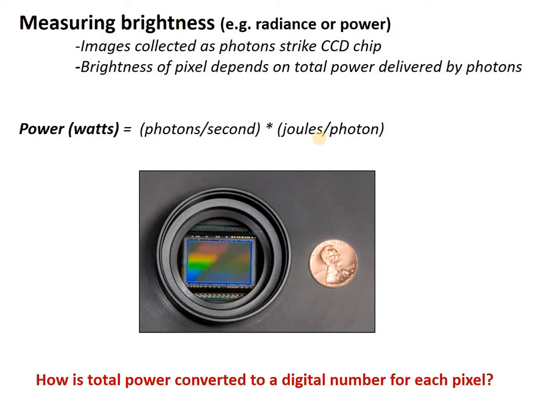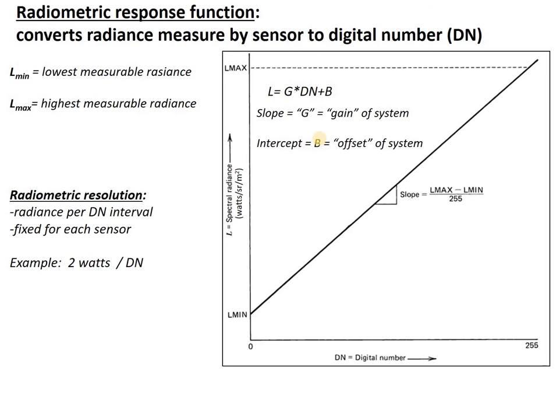Okay, so the detector has done its job, right? It measured all these photons. It figured out how many watts hit each site on the detector. How does it actually convert that to a digital number that can then be stored in a file?